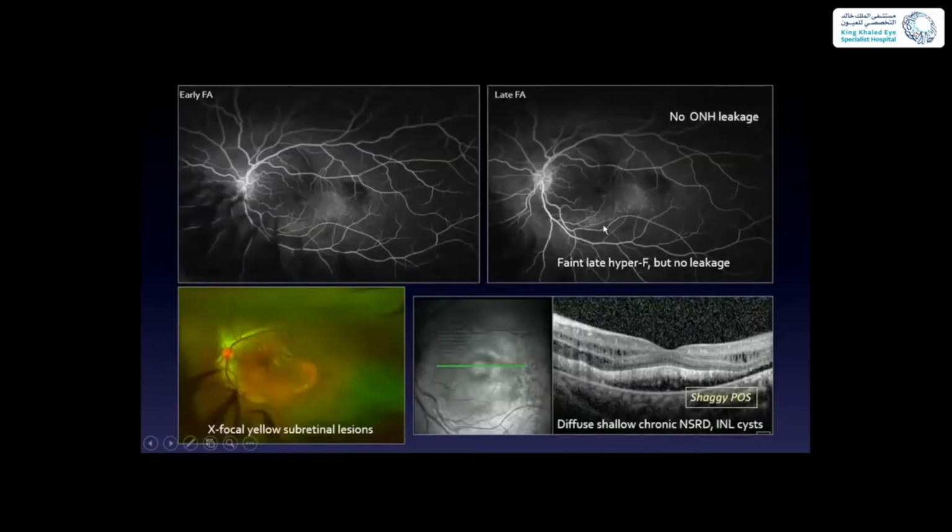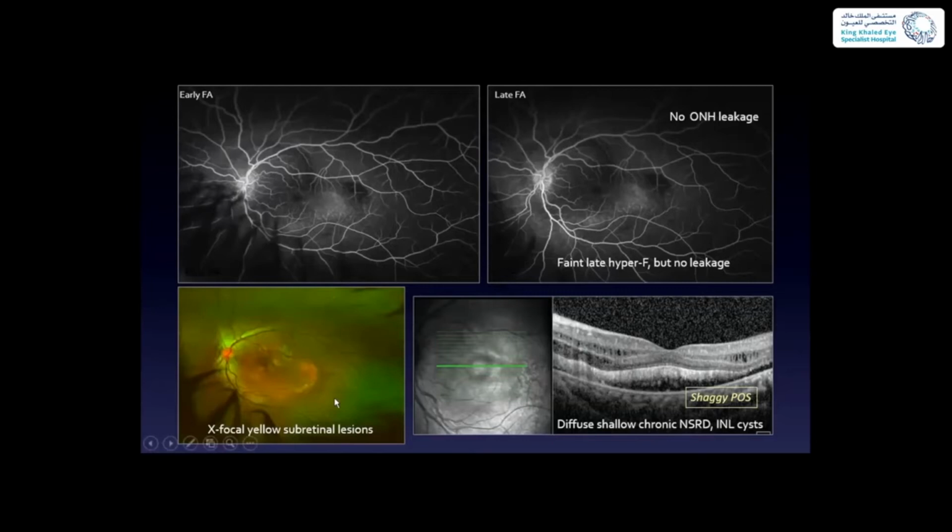The left eye examination had very similar features. There was a faint hyperfluorescence throughout the entire macula and nasally, but there was no leakage. There was no optic nerve hyperfluorescence. And if you looked at the OCT, there was a diffuse retinal detachment, very similar to the first case I showed you, except that this was much more marked, and the patient had shaggy photoreceptors. There was indeed some fluid, both in the inner nuclear layer but also in the outer nuclear layer. So there was some degree of macular edema, but this diffuse retinal separation caught our attention.